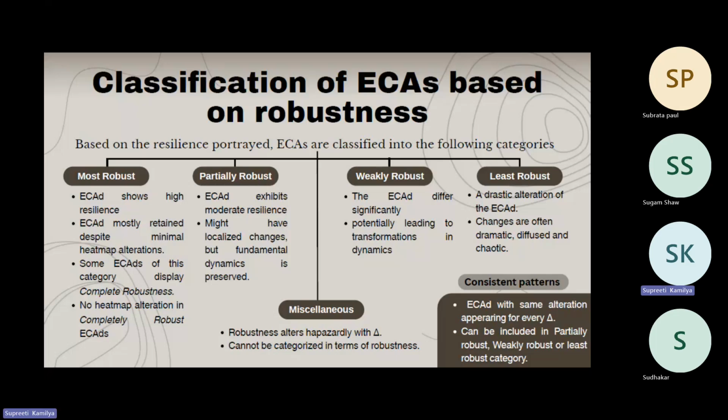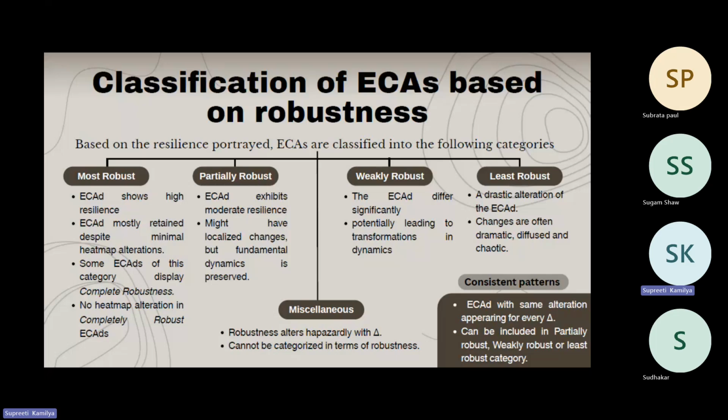Under weakly robust, the ECAD differs significantly, potentially leading to transformation in dynamics. There are certain perturbations that might appear, but they are not aggregate, like they are not altering the entire behavioral structure of the system. It provides more alterations or diffuses the entire structure of the automata as compared to partially robust, but not entirely.